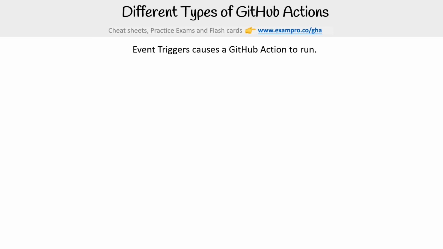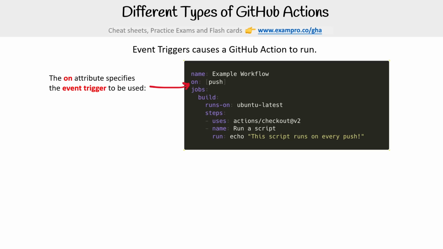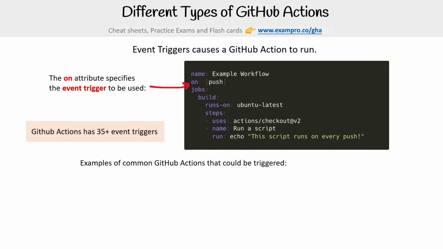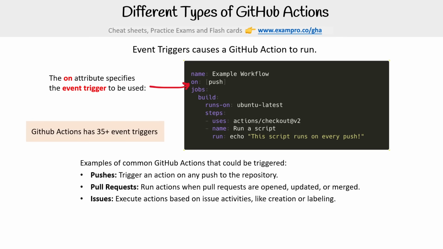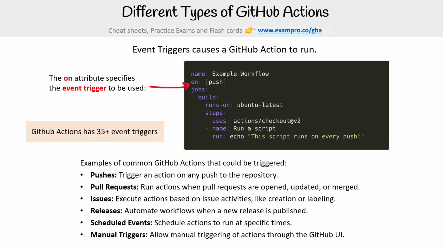There are different types of events that can trigger an action to run, and we'll notice that on the on event there. And so in this case, if something was pushed to the repo, it would trigger this to run the jobs, and then those jobs will run the steps on the specified compute. GitHub Actions have 35 plus event triggers. Examples of common triggers would be something like pushes, pull requests, issues, releases, schedule events, manual triggers, but there's a lot more than that. So anyway, that is the intro to it, but we'll get into doing some hands-on here, and then we'll get into the specifics of GitHub Actions, okay?